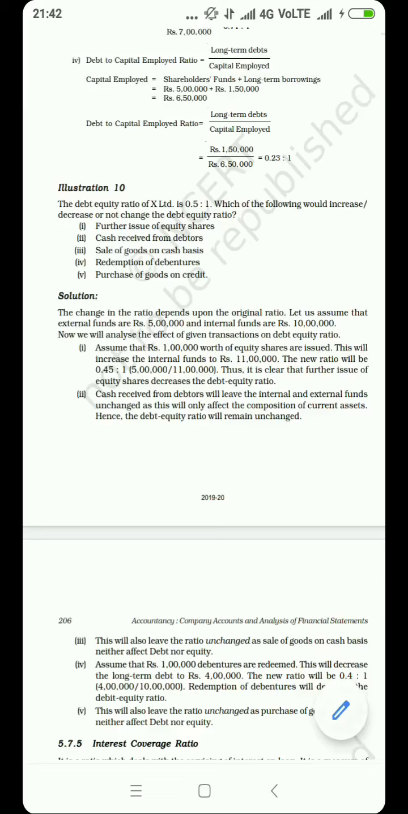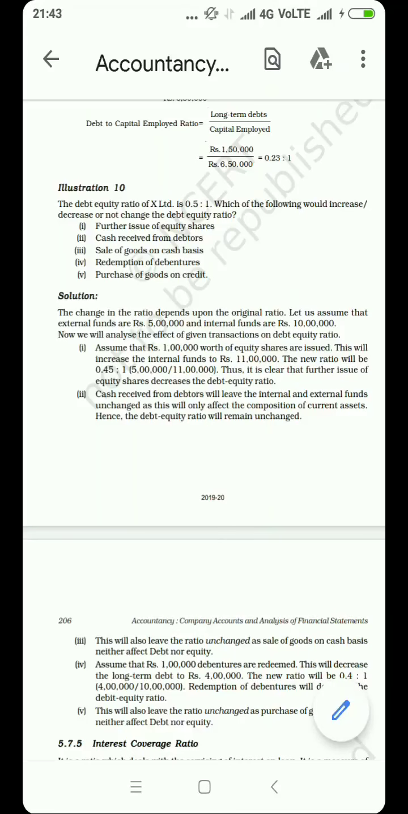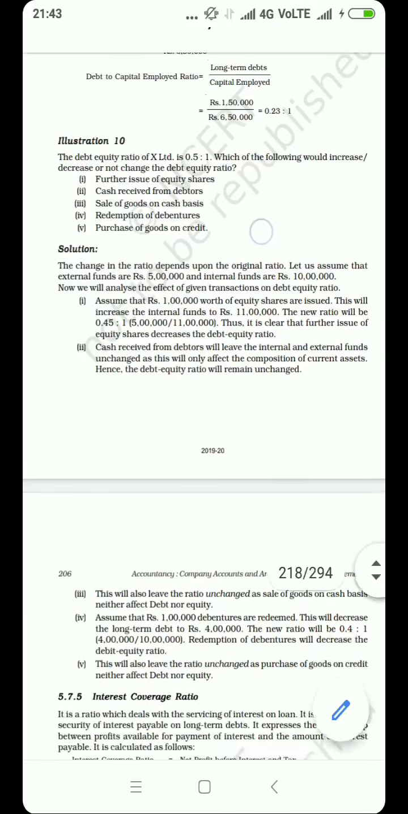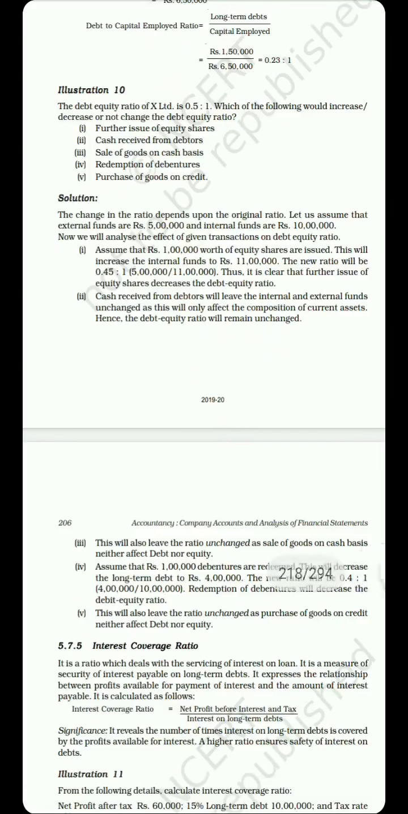Next, sale of goods on cash basis. Again, sale of goods on cash basis will have no effect because goods are going out and cash is coming in. It is only current in nature. It is not long term. It has got nothing to do with solvency position.